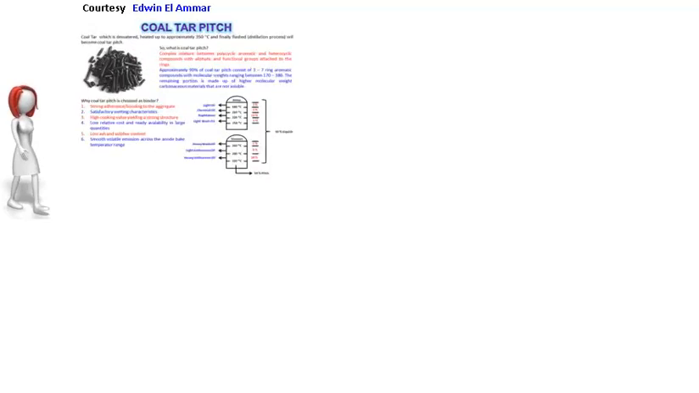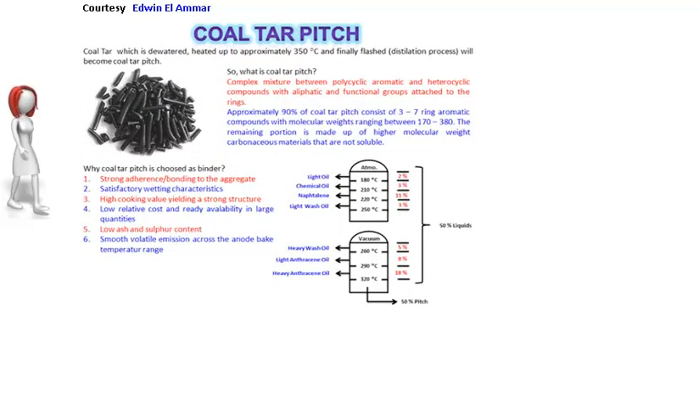Pitch. For bonding grains, a binder from liquefied CTP is used. Coal tar pitch: coal tar which is dewatered, heated up to approximately 350 degrees Celsius and finally flashed, called the distillation process, will become coal tar pitch.